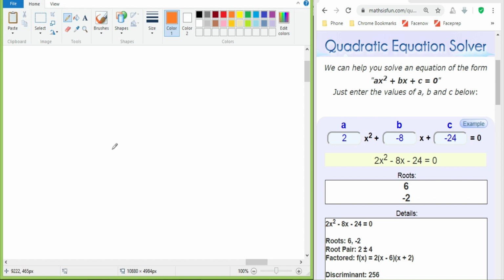Yes, please make a note of it. 10x square minus 3x minus 1 is equal to 0. Now you can either solve it directly or you can just convert this odd number into even number. So how to convert it? I can write it as 20x square minus 6x minus 2 is equal to 0.